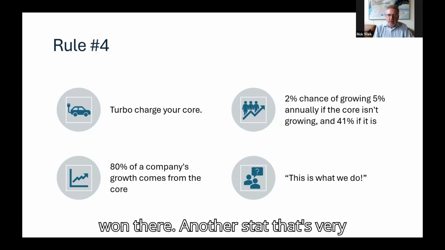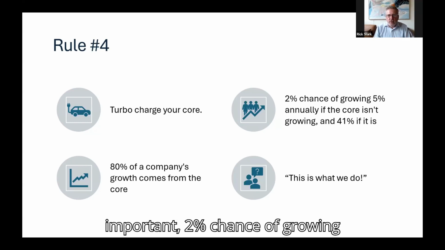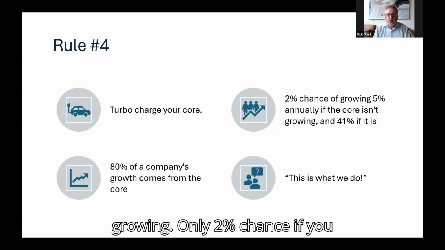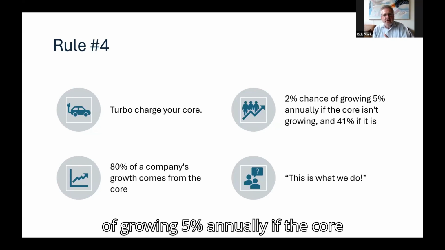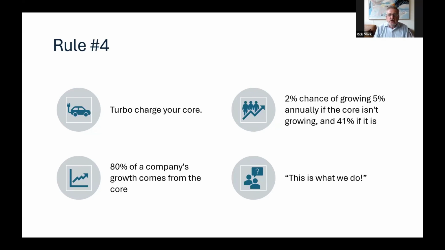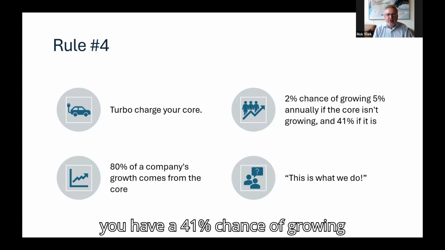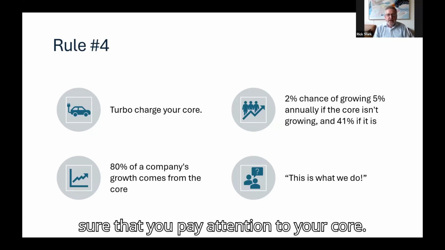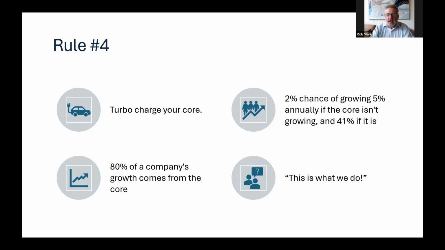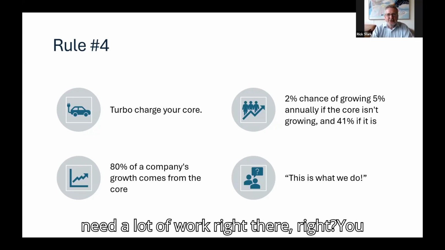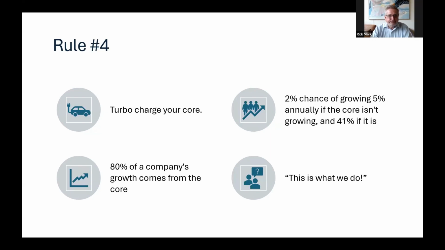Another stat that's very important: a 2% chance of growing 5% annually if the core isn't growing. Only a 2% chance of growing 5% annually if the core isn't growing. But if it is growing, you have a 41% chance of growing 5% annually. Significant. So make sure that you pay attention to your core. And most of you listening to me need a lot of work right there, right? You need to do work on your core.